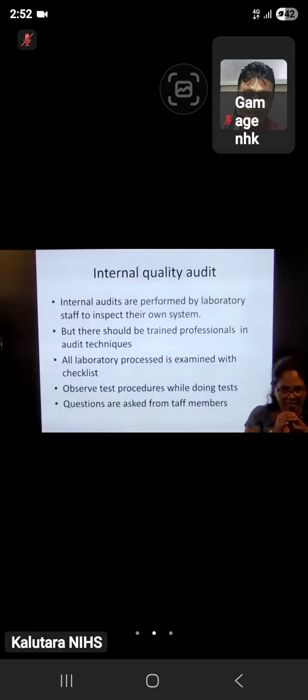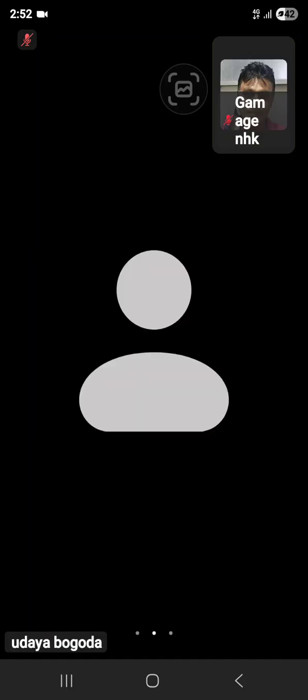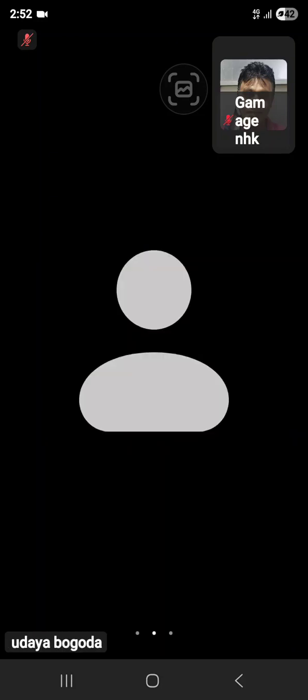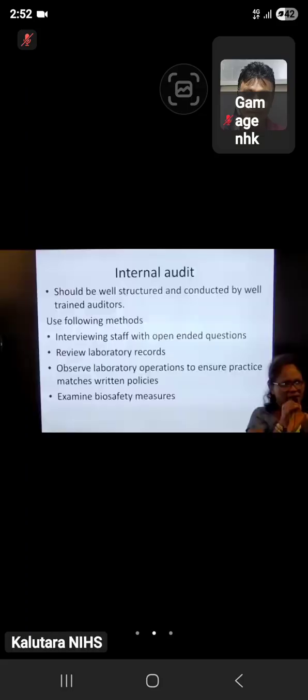This quality audit may be internal or external. This is internal quality audit: the people from the same institute. Still, the internal audit should be well structured and conducted by well-trained auditors. Ordinary people can't do it, as I said earlier. Use the following methods for internal audit. Interviewing staff with open-ended questions.